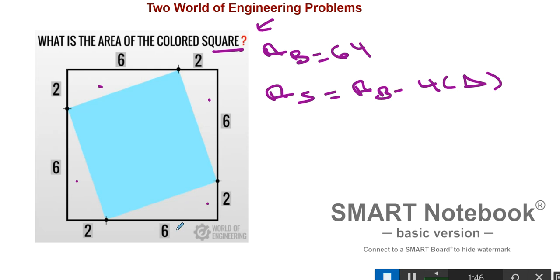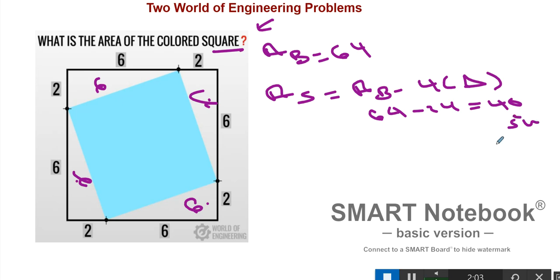1/2 base times height gives you 3 times 2. So each of these areas is 6. All right. And so 6 times 4 is 24. So 64 minus 24 is equal to 40. Okay, 40 square units. Square units, however you want to do it. Don't know if they're inches, meters, miles, centimeters, whatever.